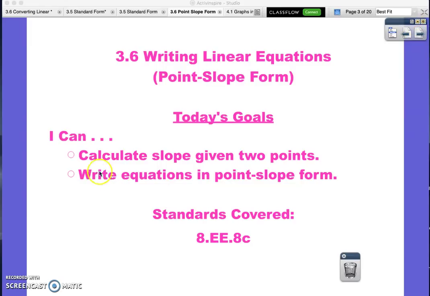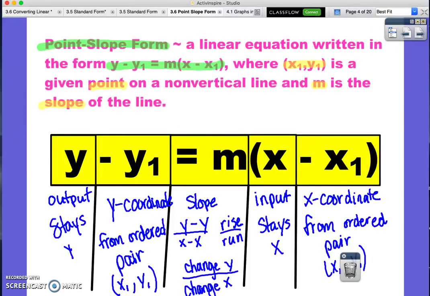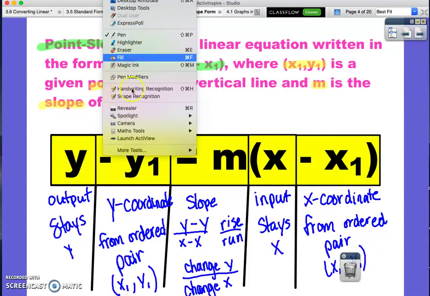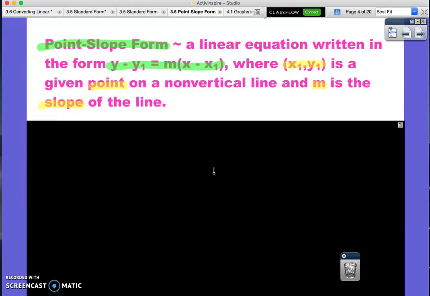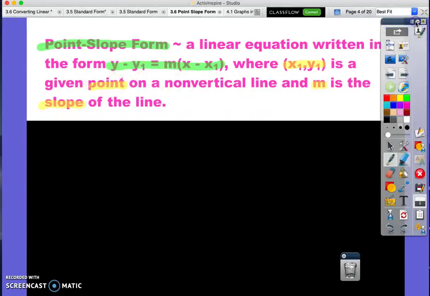So writing linear equations, I can calculate the slope given 2 points and then write the equation in point slope form. So first we have to figure out what point slope form is. Point slope form is a linear equation written in the form y minus y1 equals m times the quantity x minus x1, where x sub 1 and y sub 1 is a given point in a non-vertical line, and m is the slope of the line.